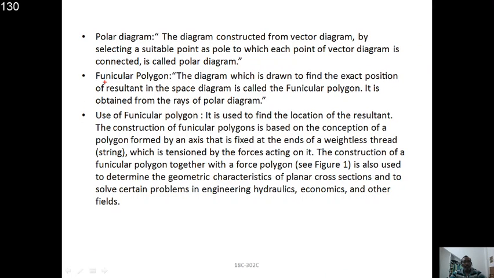So we have discussed the funicular polygon: the diagram which is drawn to find the exact position of the resultant or centroid in the space diagram or plane diagram is called the funicular polygon. It is obtained from the rays of the polar diagram, that is the area diagram or force diagram. What is the area diagram or force diagram or polar diagram? The diagram constructed from a vector diagram. That's why we are taking a scale of the areas. If you are talking about coplanar forces, then it's a vector diagram. Otherwise, for areas, it is a scalar diagram. By selecting a suitable point as a pole, that is, O, to which each point of the vector diagram is connected, we get a polar diagram.